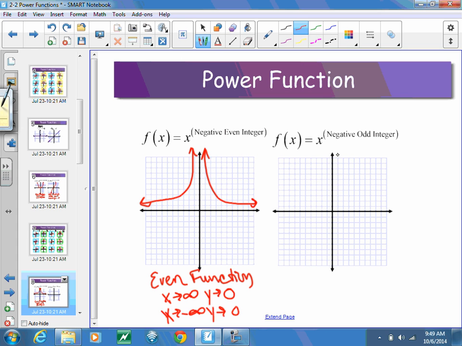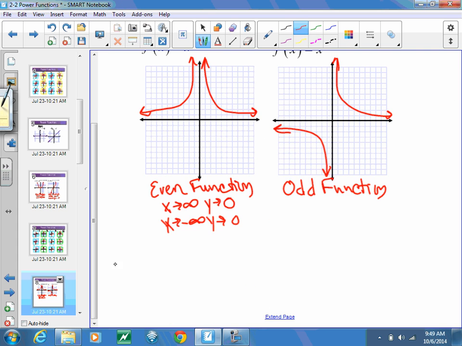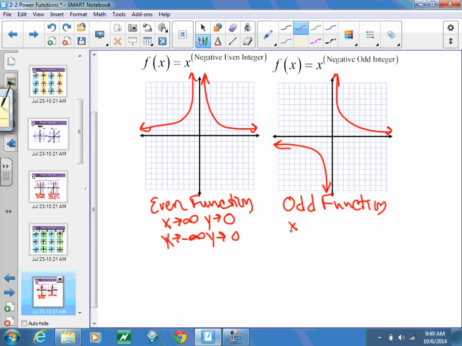When you have a negative odd integer, we're going to see those branches going back to the first and the third quadrants, which will give us rotation symmetry. So now we have an odd function. And with an odd function, if I look at its end behavior, as x approaches positive infinity, our value of y is going to approach 0. And as x approaches negative infinity, our value of y is also going to approach 0. It's because we have that horizontal asymptote along our x-axis there for our end behavior. So this is taking care of our integers.